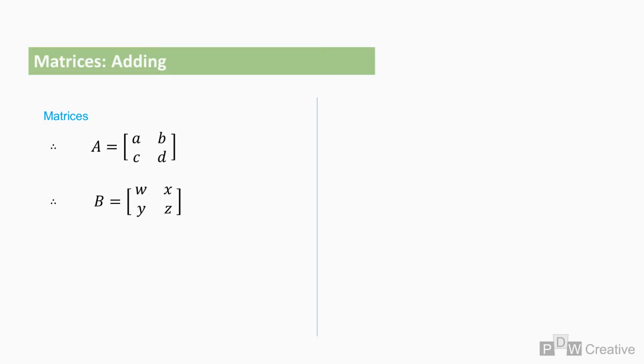Matrices can be added, subtracted, squared, or multiplied, just like any regular equation. The trick is always to know which cells interact. Let's take matrices A and B. These are two 2 by 2 matrices, and then add them.